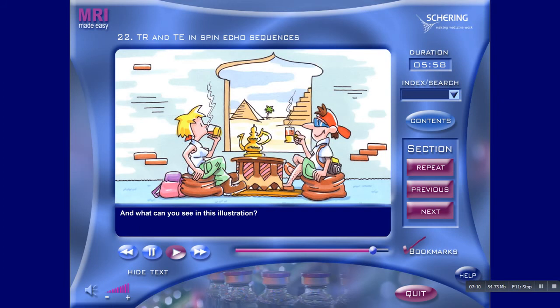And what can you see in this illustration? The same couple is having tea. Now, having tea, which is usually served hot, always takes a long time. And in the illustration, the long T makes two people happy. This should remind you that a long TE gives a T2 weighted image.